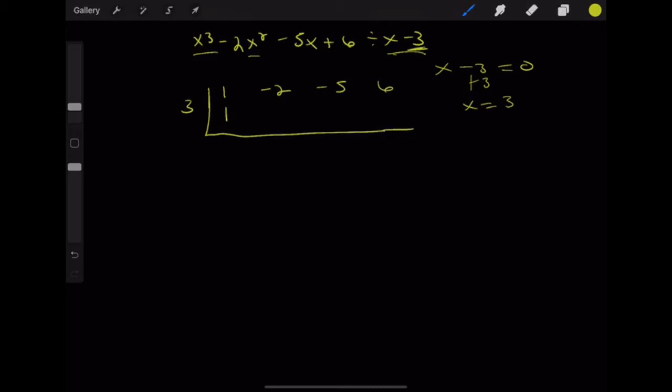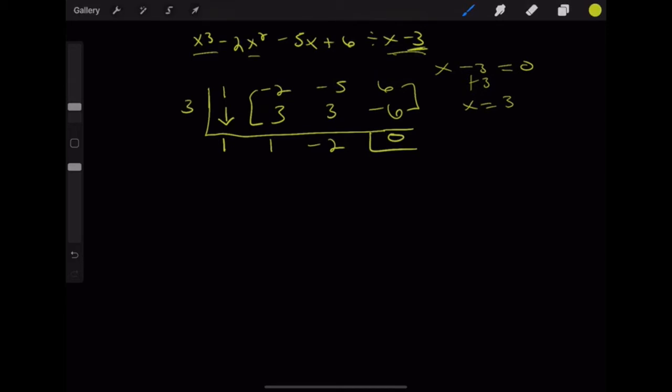Now, all we do is bring this 1 down. So it'll just be 1, and then we do 3 times 1. So 3 times 1 is just 3. And now we add these two. So 3 plus -2 is 1. And we do the same thing. So 3 times 1 is 3. -5 plus 3 is -2. -2 times 3 is -6. When we add these together, we get 0.